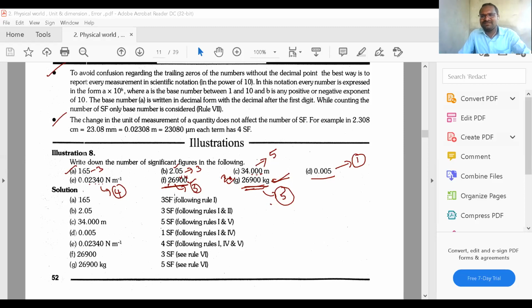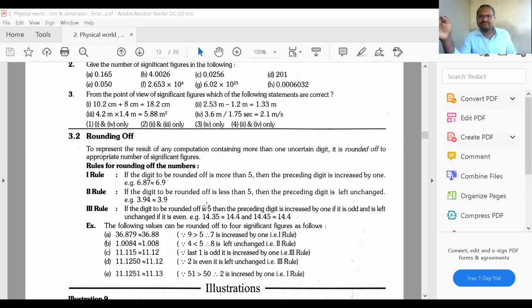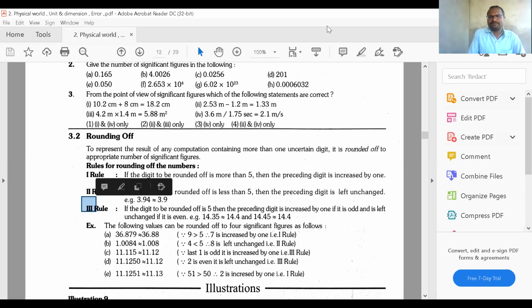About rounding of a number: if the digit being dropped is more than 5, then you add one to the preceding number and ignore that digit. If the digit is less than 5, then you can directly ignore it. If the digit is exactly 5, then what to do? You need to see the preceding number. If the preceding number is odd, then we add one to that. If the preceding number is even, then without adding anything, you can neglect it. Here it is the point. Rule number 3: if the digit to be rounded off is 5, then the preceding digit is increased by 1 if it is odd, and it is left unchanged if it is even.